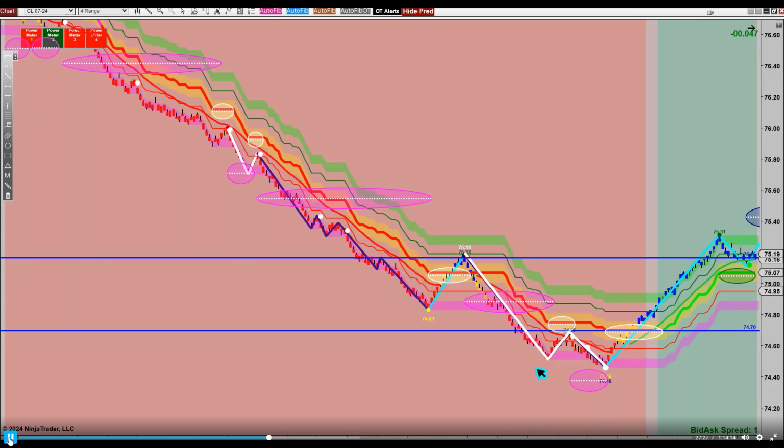Now, what if it would have done this? Thrust, retrace, just pretend none of this happened. Let's just block this all out. Let's say this didn't happen, any of this, okay? And then it started doing this. Where would your line in the sand, long, short be to go long? At that line.